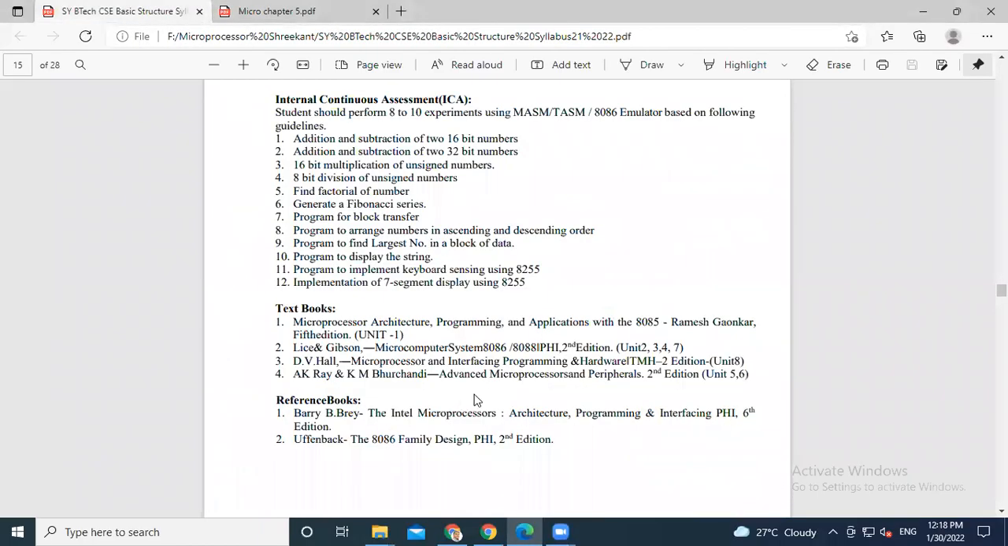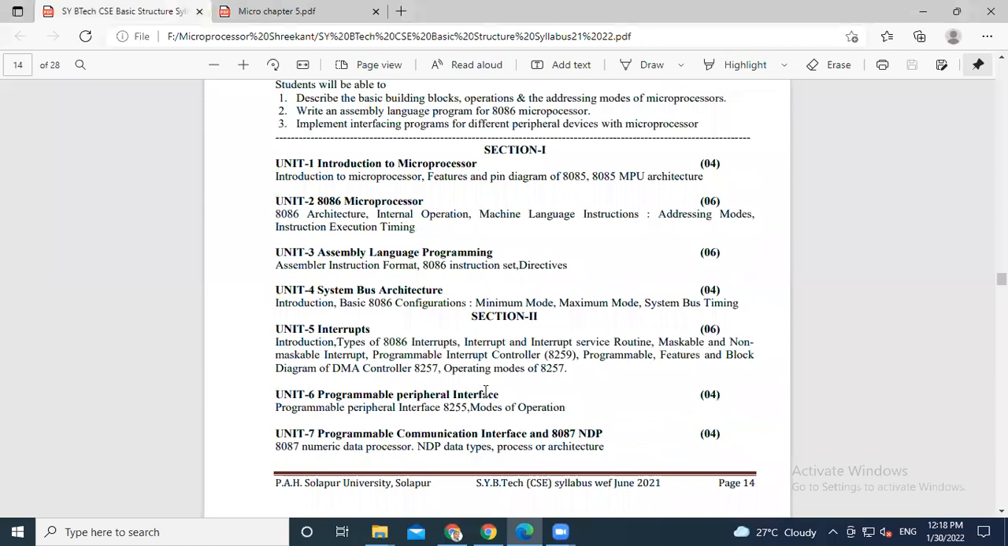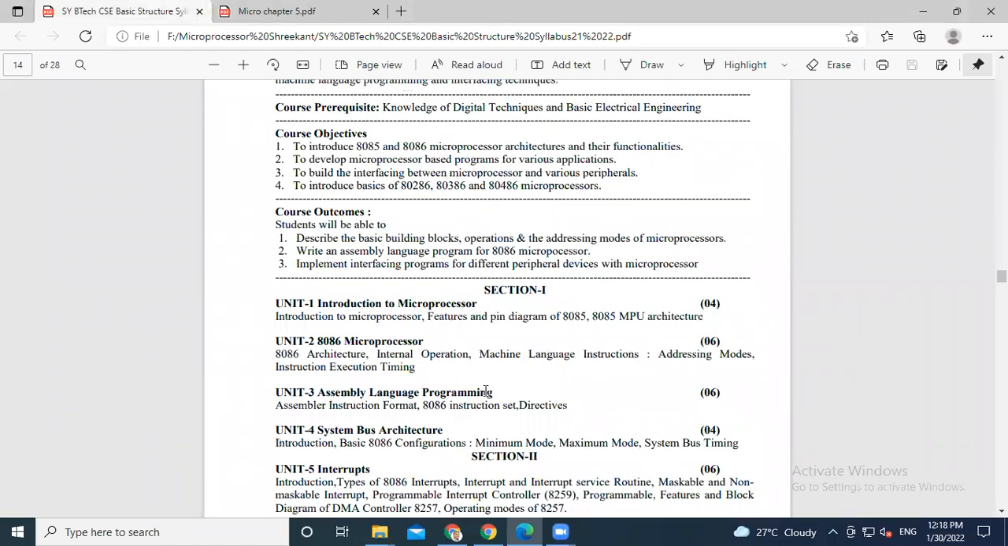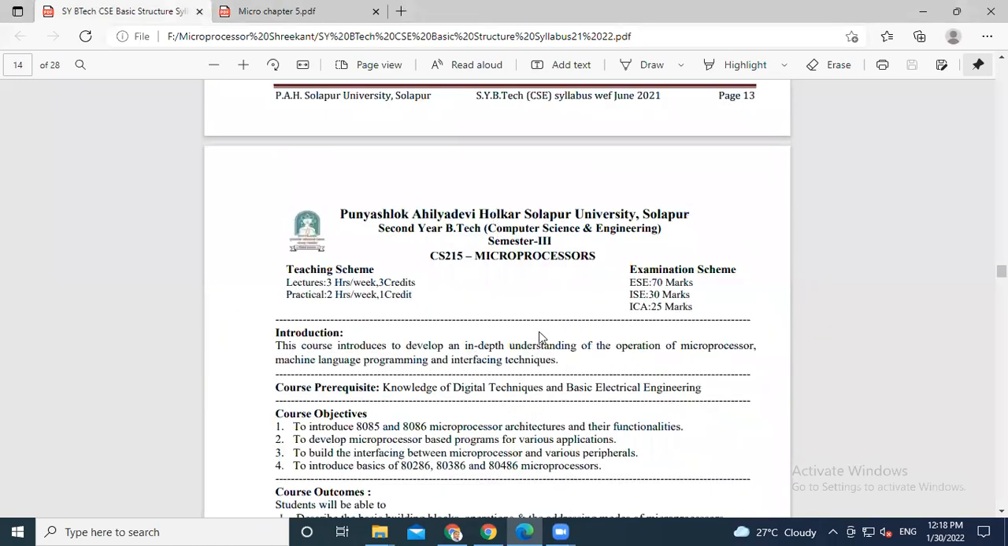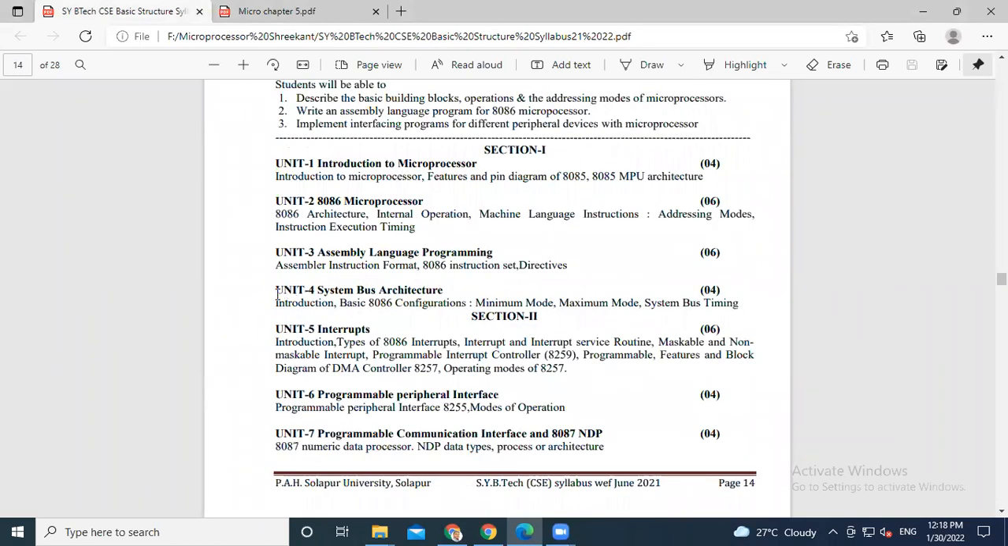Please all of you come to the syllabus, that is microprocessor. So in the last class, we covered the introduction to system bus architecture. We studied the basic 8086 configurations, like minimum mode configuration and maximum mode configuration.